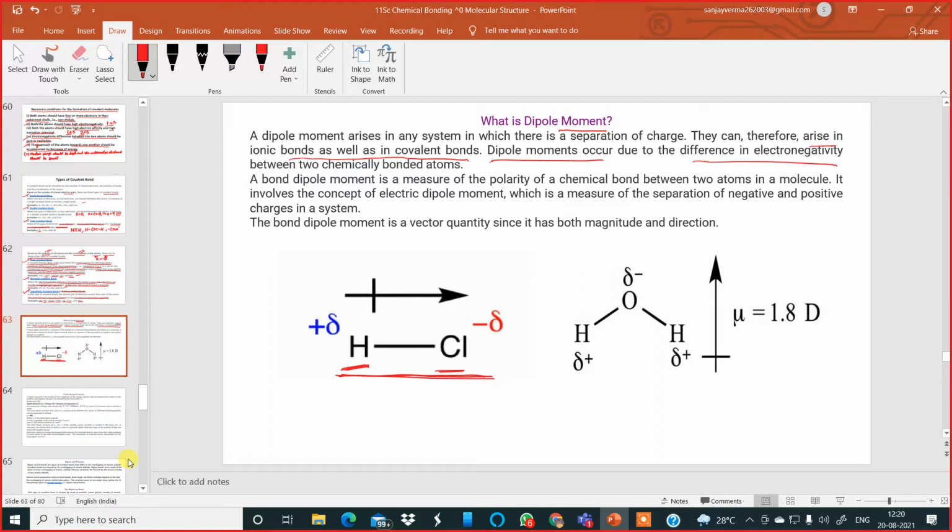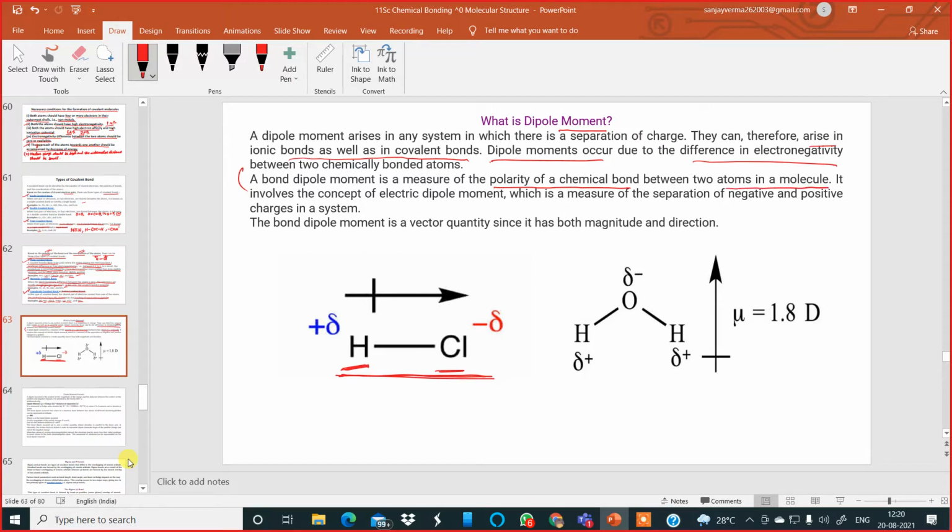Now, to define precisely what a dipole moment is, you can say that it is a measure of the polarity of a chemical bond. How polar a bond is. If the dipole moment is very high, the molecule is highly polar. If the dipole moment is less, the molecule is less polar. If the dipole moment is zero, the molecule is non-polar. So it's a measure of the polarity of a chemical bond between two atoms in a molecule.